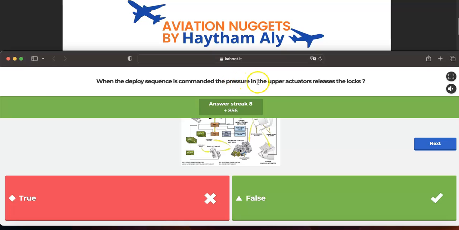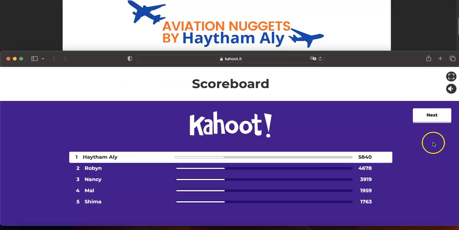The pressure in the lower actuators, yes. Because the lower actuator, the locking mechanism, is an integral part of the lower actuator. The upper actuator is a non-locking actuator, and the upper actuators are called LVDT actuators. Okay, everybody. Let's proceed to the next question.